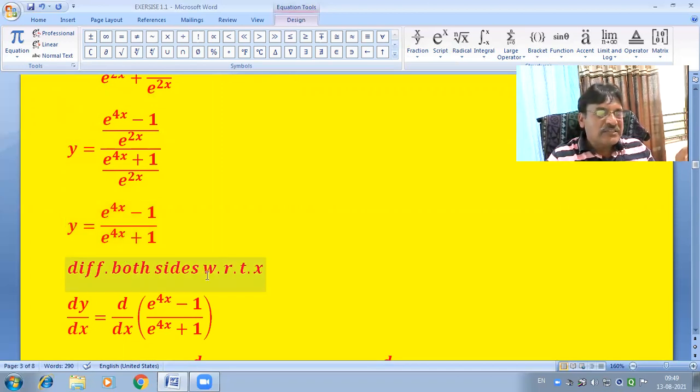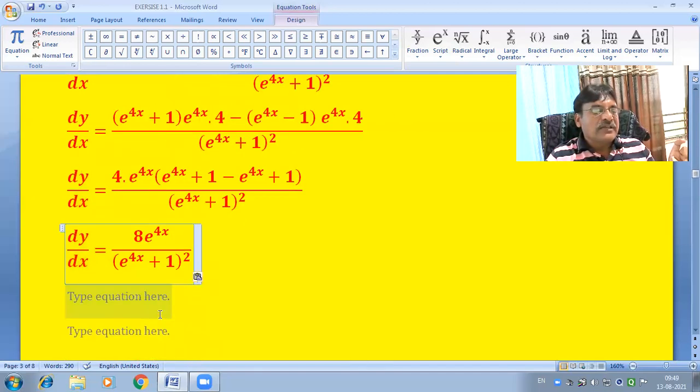Then differentiate both sides with respect to x and use here the division rule. That is, the derivative of the left hand side, dy by dx, is equal to d/dx of the right hand side function. And here we use the division rule. We know the division rule: d/dx of u by v is v into du by dx minus u into dv by dx, upon v square. Find the derivative. We get that the derivative of the given function is 8 e to the power 4x upon e to the power 4x plus 1 whole square.